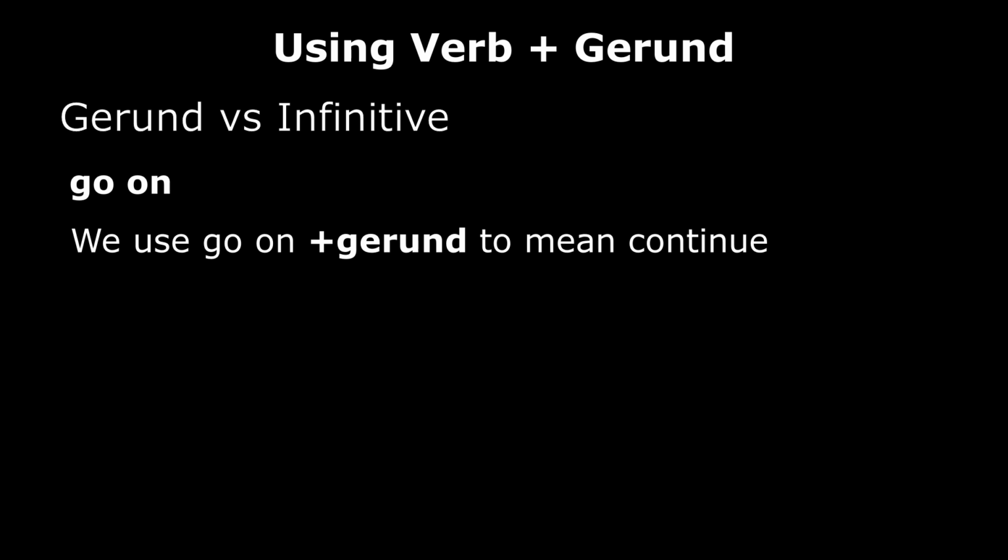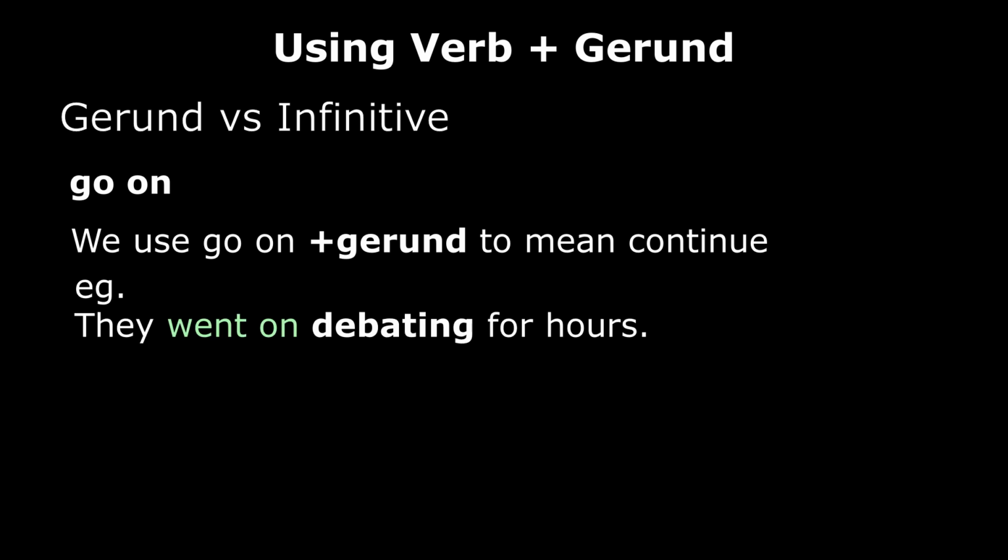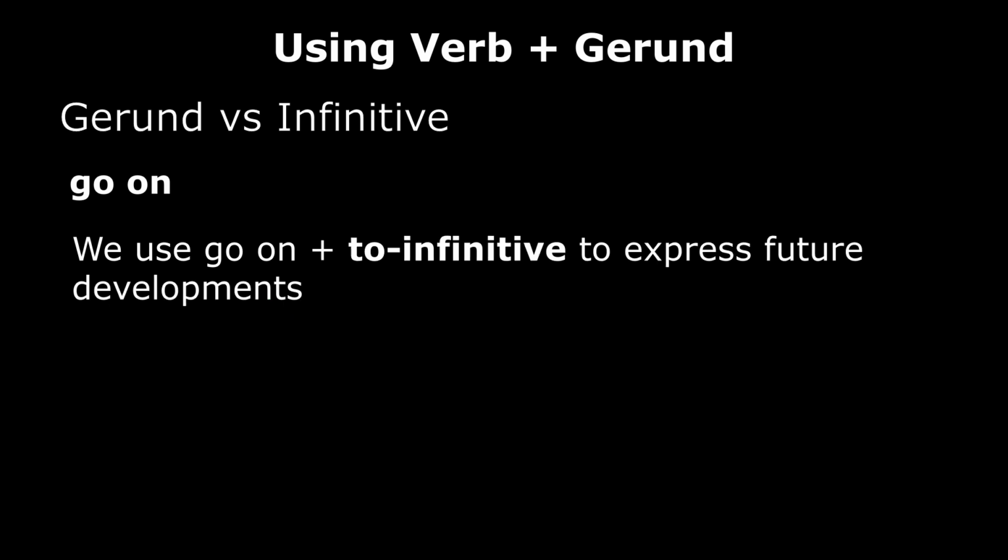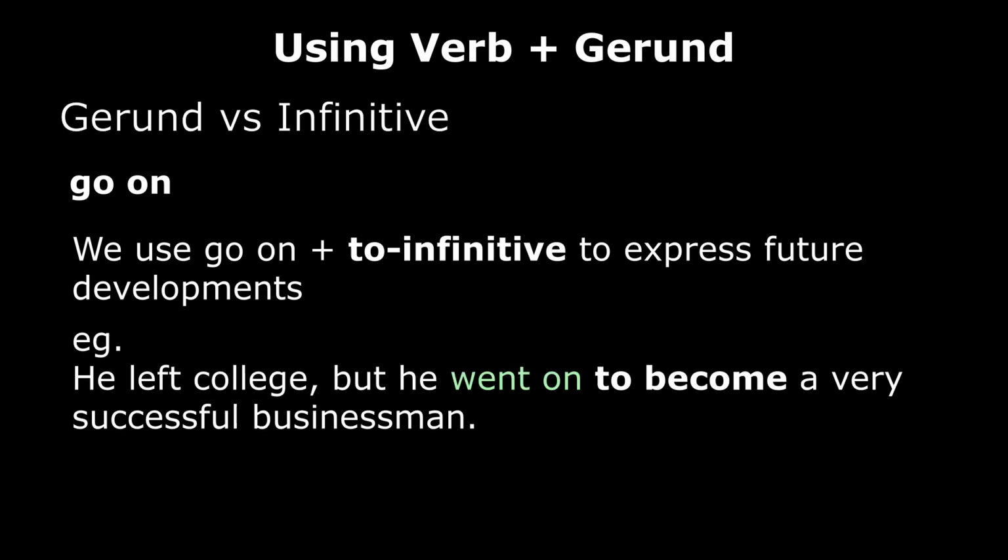Go on. We use go on plus gerund to mean continue. For example, they went on debating for hours. We use go on plus to infinitive to express future developments. For example, he left college, but he went on to become a very successful businessman.